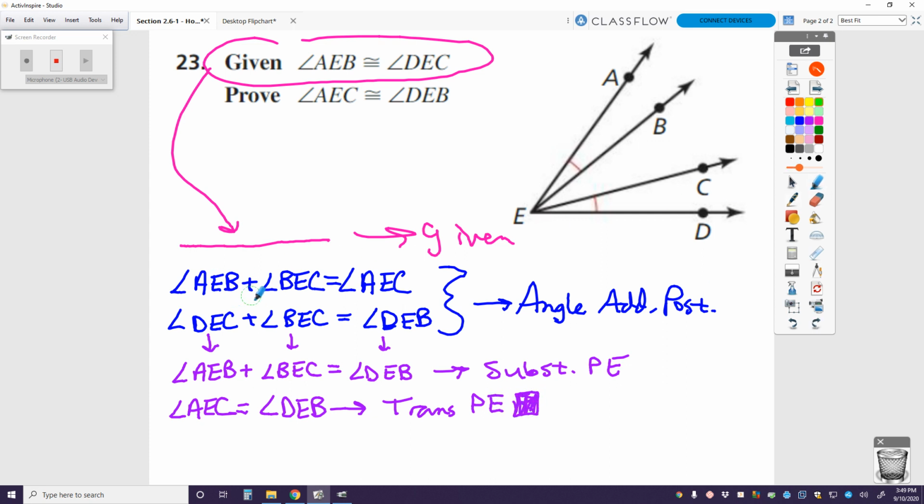And there's me using the good old transitive property of equality. Again, let me point it out: I know that these two things are equal to each other because they are both equal to the same exact thing right here, AEB plus BEC and AEB plus BEC. That's my connector for the transitive property. So I can pull together angle AEC and angle DEB, and that's what I was asked to prove. So there's the second problem.